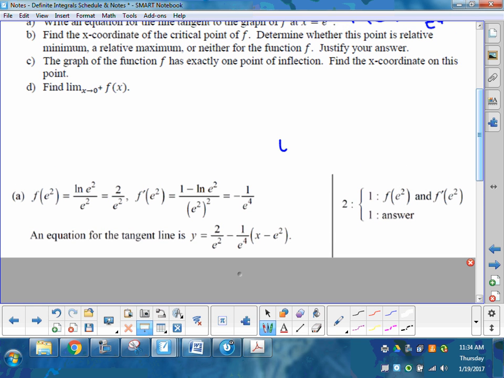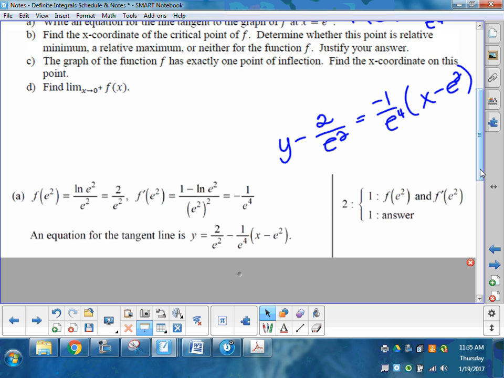I would presuppose you gave it in this form. y minus 2 over e squared is equal to negative 1 over e to the 4th times the quantity x minus e squared. Is that how most of you gave it? Okay, that's fine. Any alternate but equivalent form is perfectly fine. If you've clearly indicated your work, you now have enough. You've earned 2 of the points. Questions on that? Notice how little work needs to be shown in order to get that.